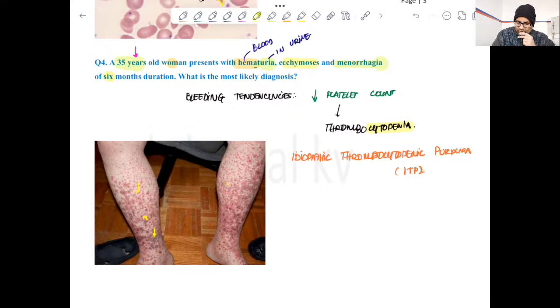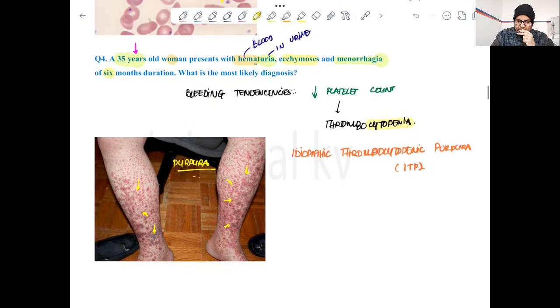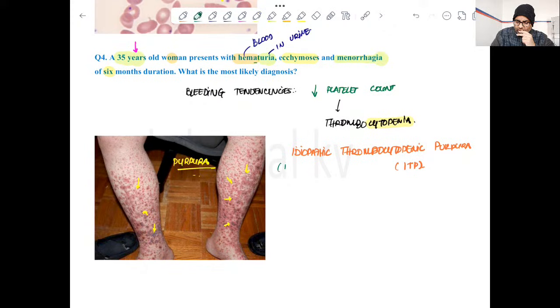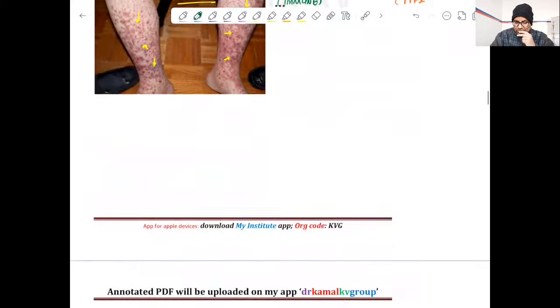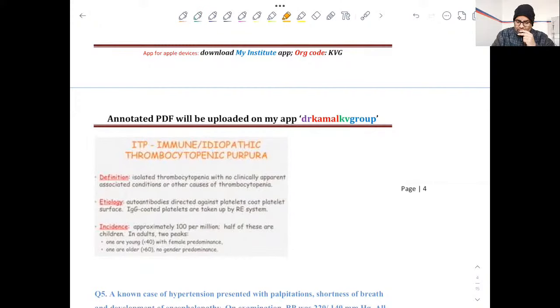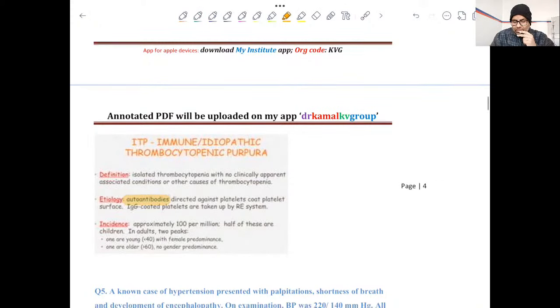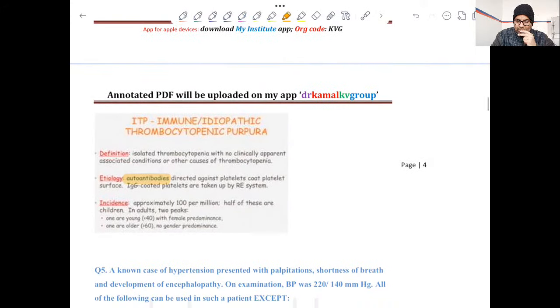And this is how the purpura or the ecchymosis looks clinically. You can see so many bleeding spots under the skin. So this is purpura or ecchymosis, the classical presentation of ITP. This is idiopathic, or you can also say immune, because there is an immune mechanism, there is autoimmunity, there are antibodies directed against the platelets and they destroy the platelets.